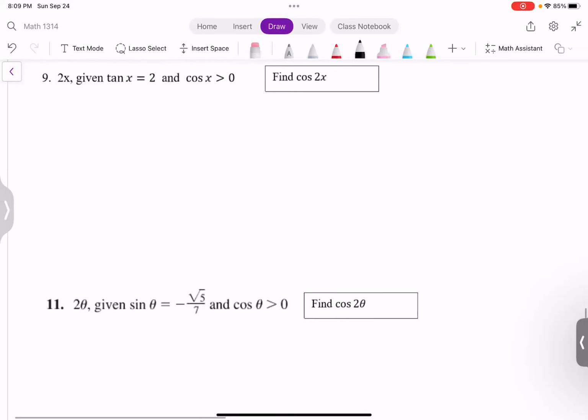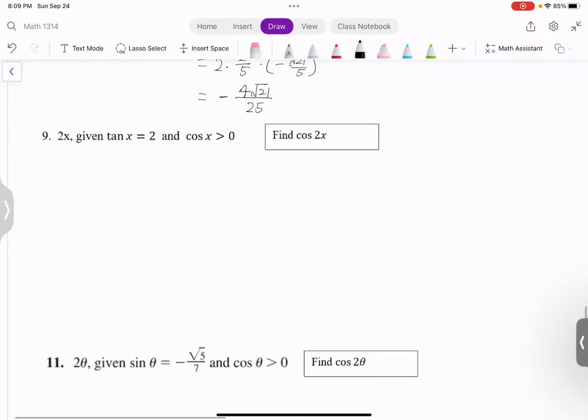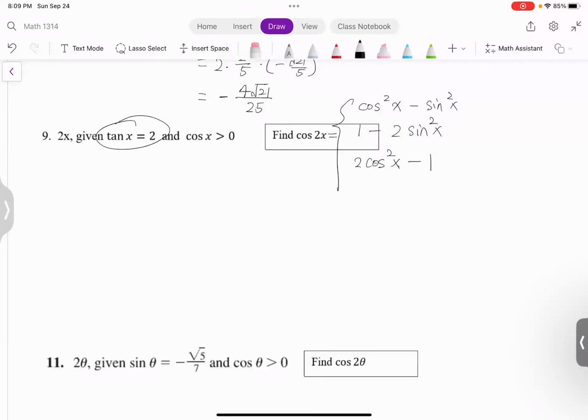All right, let's see the next example. If we are looking for cosine 2x, given tangent x equals 2, how do we find cosine 2x? We have 3 formulas, right? What are the formulas of cosine 2x? We have cosine x squared minus sine x squared, and also 1 minus 2 times sine x squared, and also 2 cosine x squared minus 1. So we got these 3 formulas, but none of them have the given information tangent x.